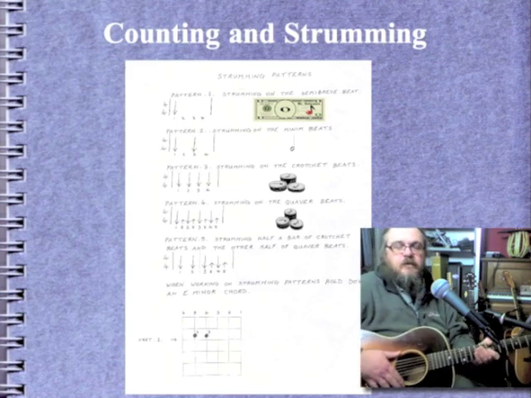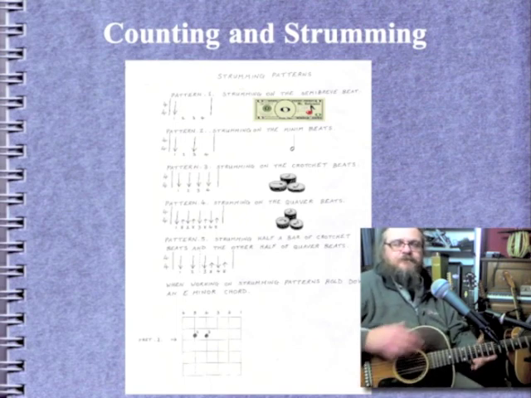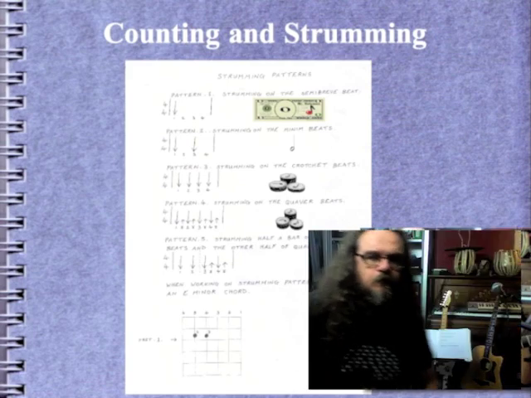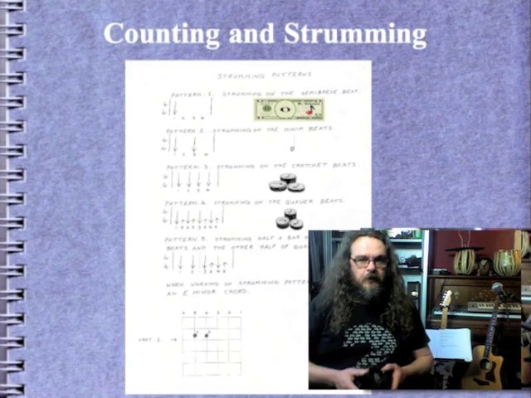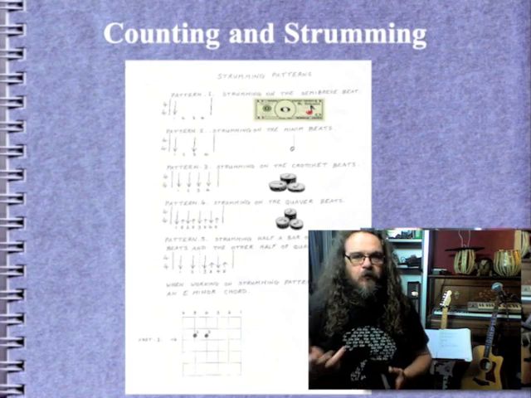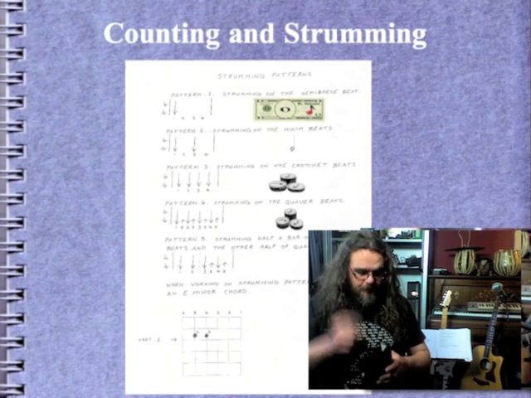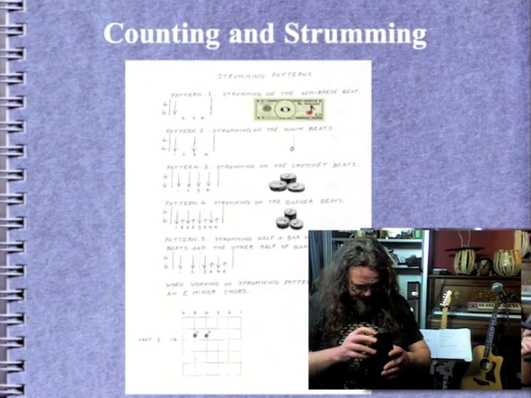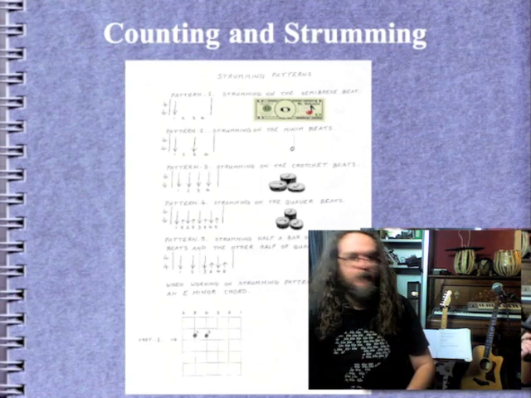Next up, strumming on the quaver beat or the eighth notes. So this is where you start getting your ups and downs. Here we go. Strumming on eighth notes, which is where you get your ups and your downs. A metronome here, down there.